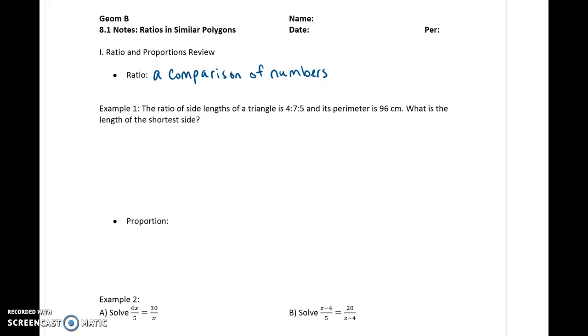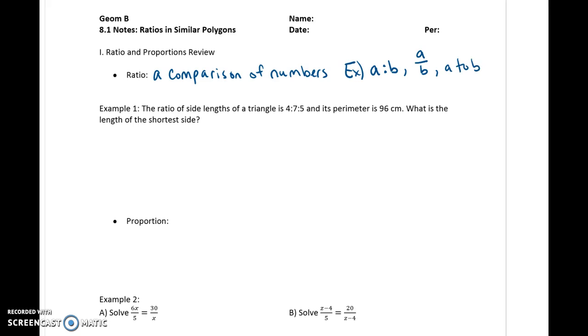So for example, you can see a comparison of values written in different ways. You can have A to B with the colon. We can also have this rewritten as a fraction A over B, which is also that ratio A to B, and of course written in words, A to B. So we want to recognize that when we're seeing that in a problem.